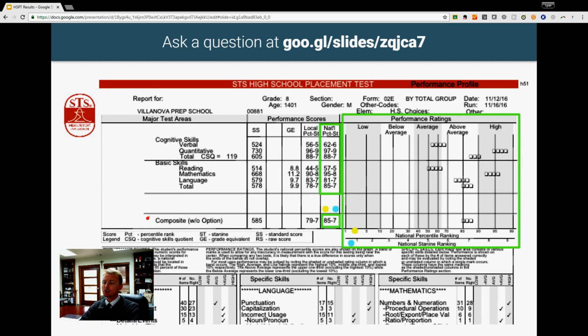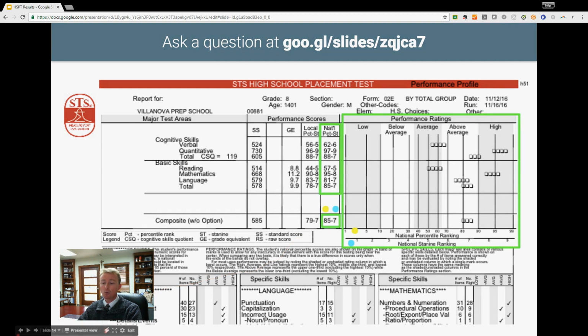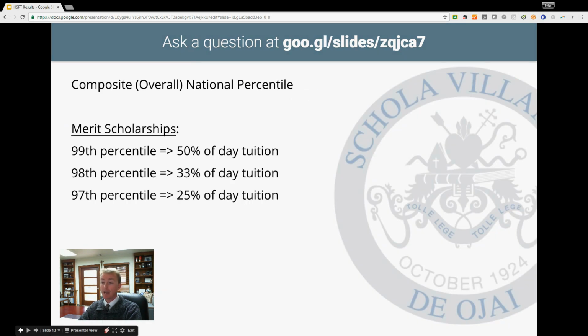The composite score is your overall national percentile. So truly, if you were going to boil down this test to one number, one percentile, it would be that 85. If people are asking in conversation, how'd you do on the HSPT? Oh, I got an 85, I got a 47, I got a 99. That's what we're talking about with that percentile.